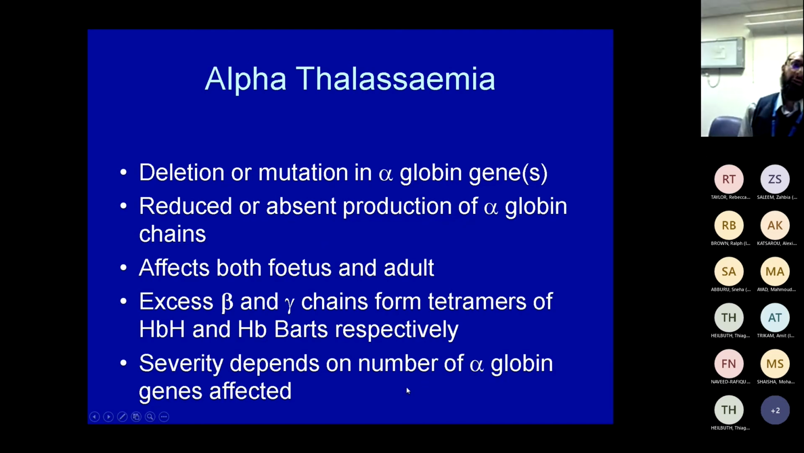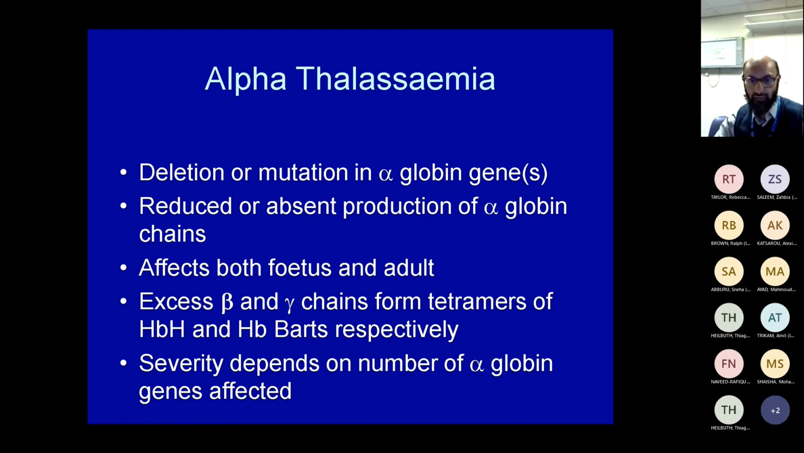No? Okay. So with the alpha thalassemias, a lot of the clinical features are very similar, but the laboratory diagnosis is a little bit different, and in some ways a little bit more complicated, and we'll come to the reason for that. Alpha thalassemias are due to deletions or mutations in the alpha globin genes, and they result in reduced or absent production of alpha globin chains.